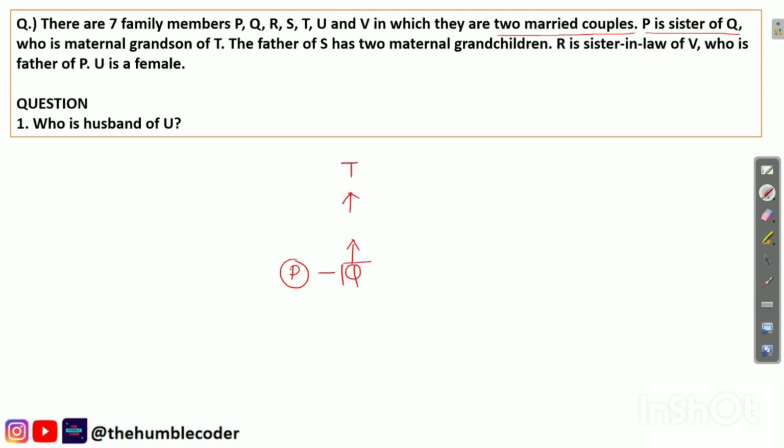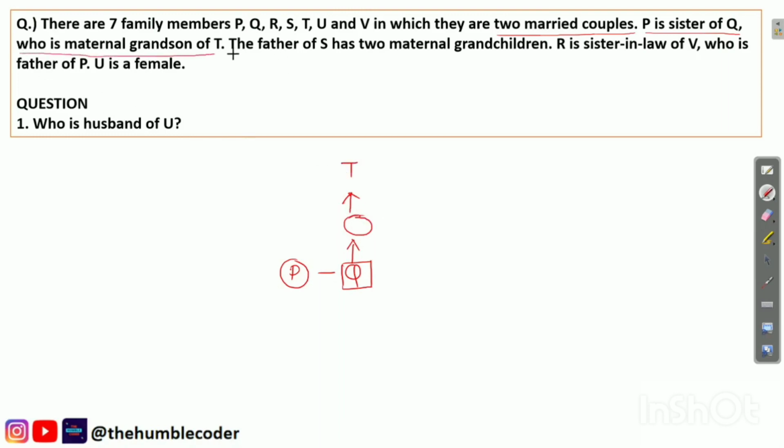Since it is mentioned that he is the maternal grandson, we are making a square over here which represents that he is male, and it is also mentioned that Q is the maternal grandson, which means that here his mother will come, and which will be a female. That is why we are creating a circle, and we do not know the gender of T as of now. So we have done till here.